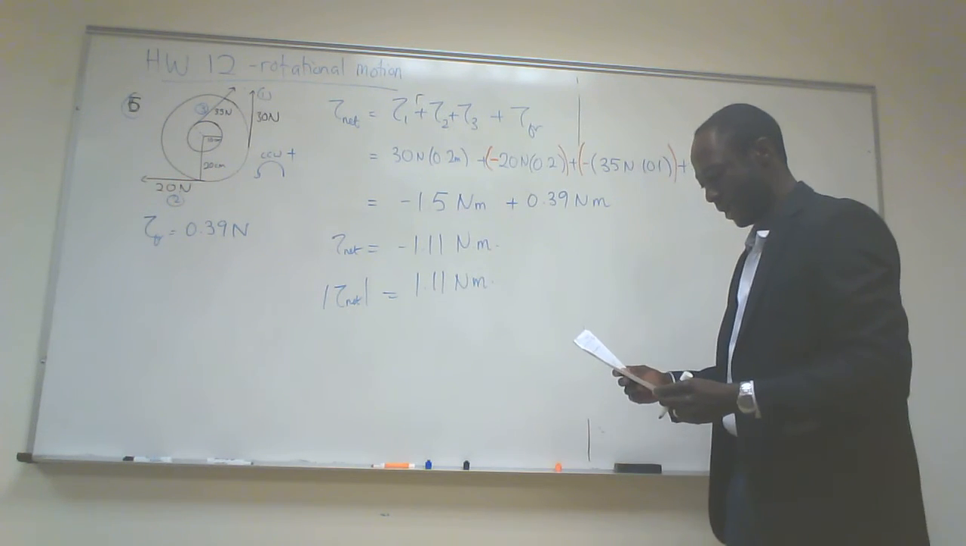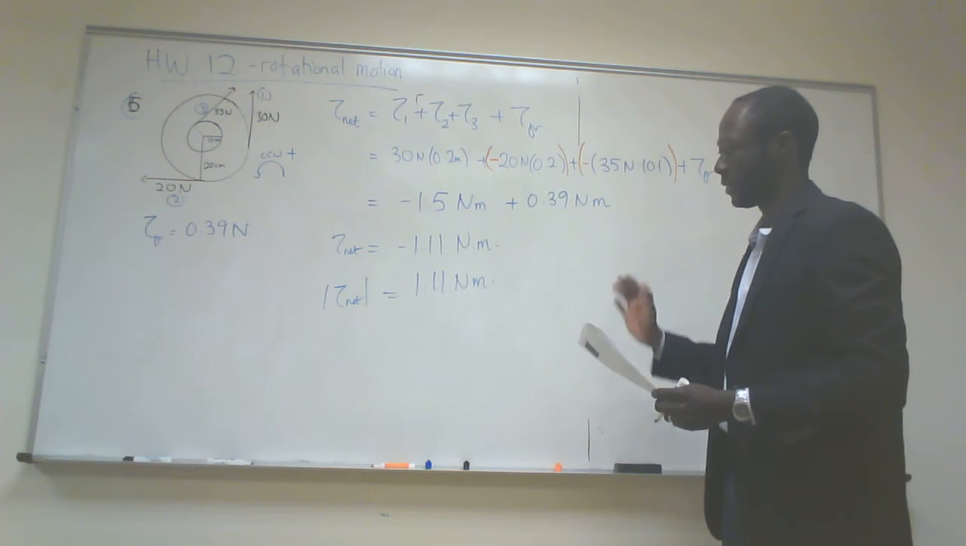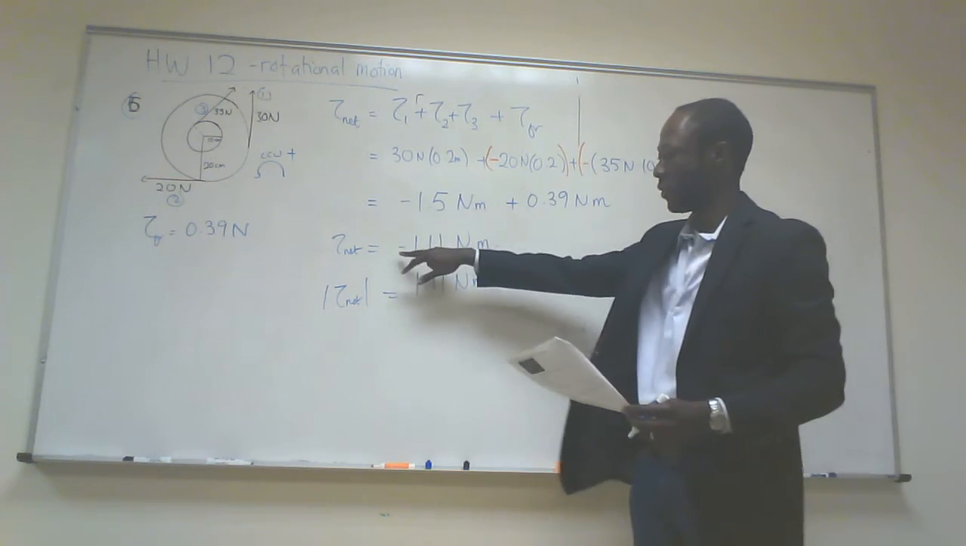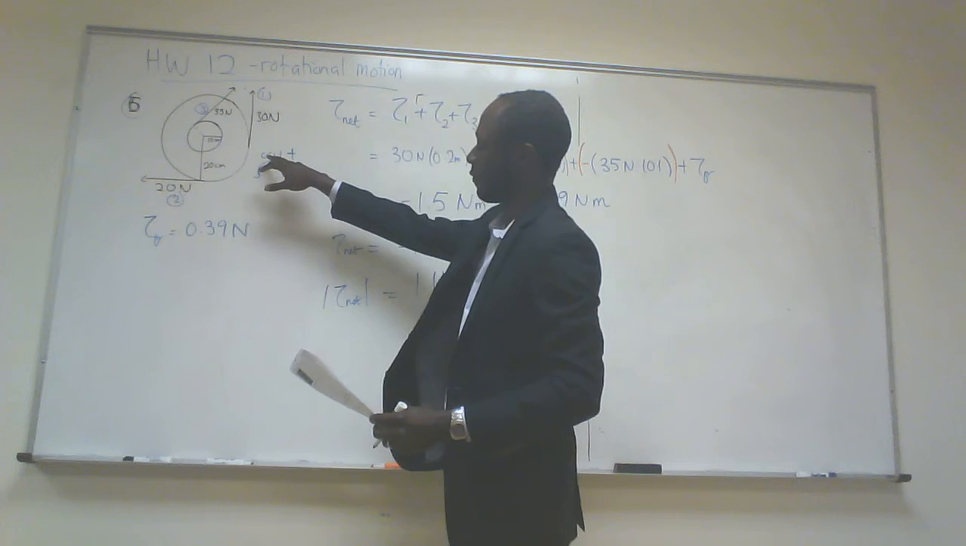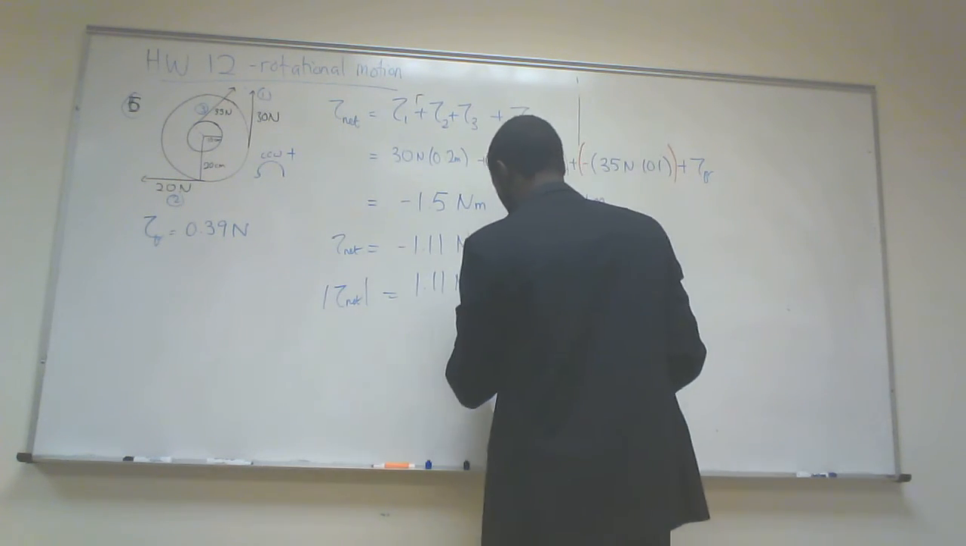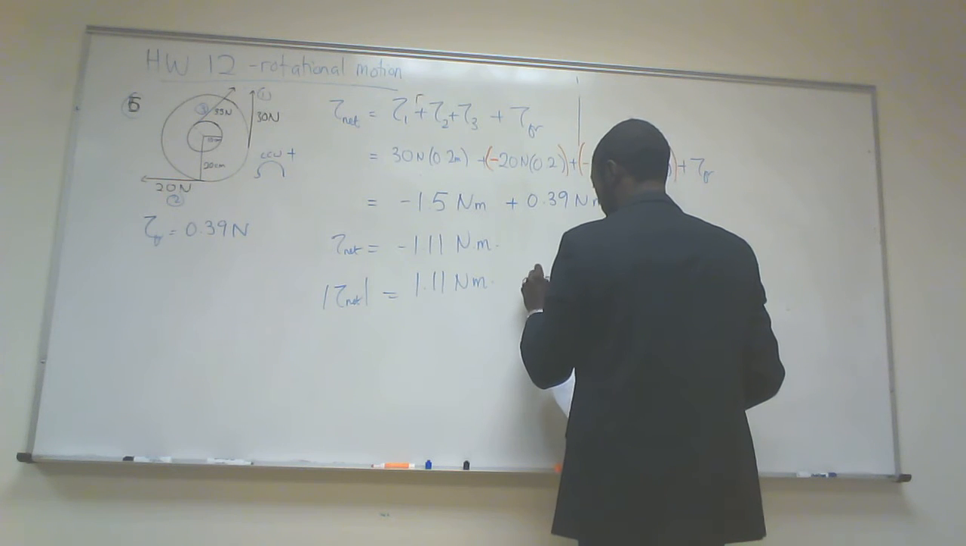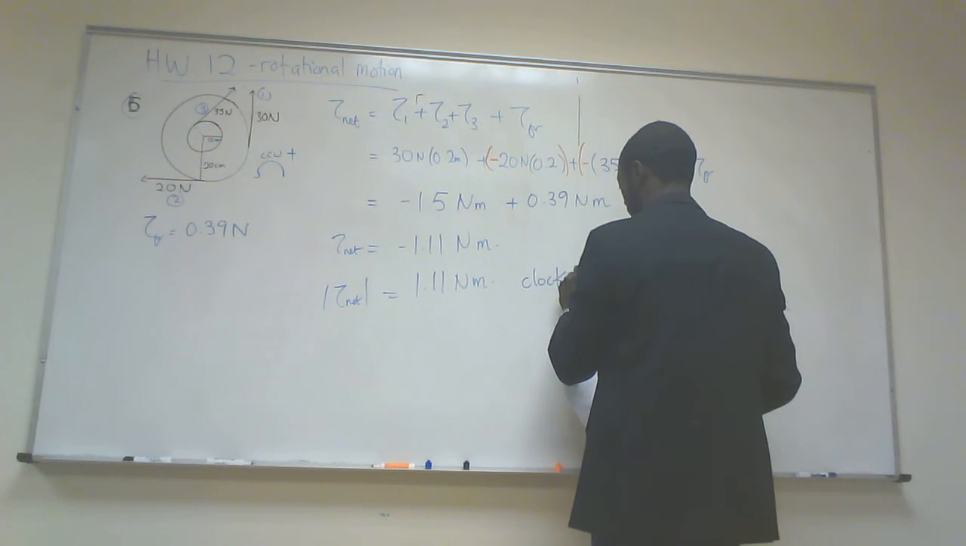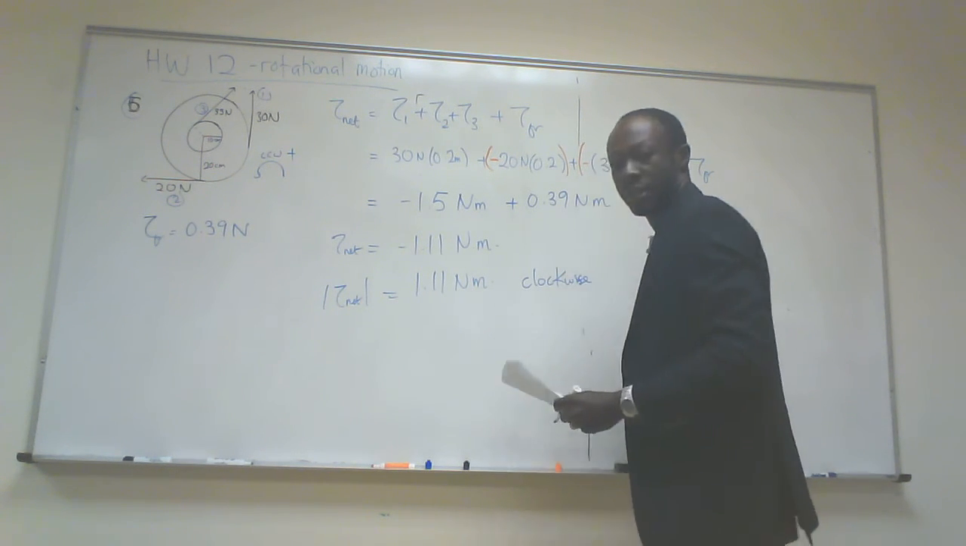And we're also asked to find what direction the net torque is going. And so since the net torque is negative, and if we define counterclockwise to be positive, a negative sign here means that it's moving in a clockwise direction.